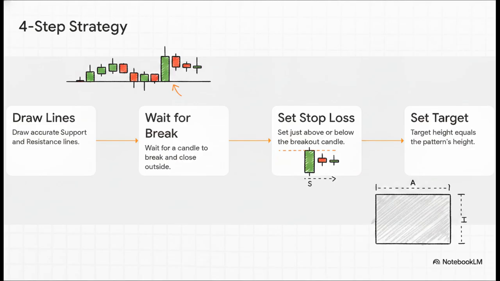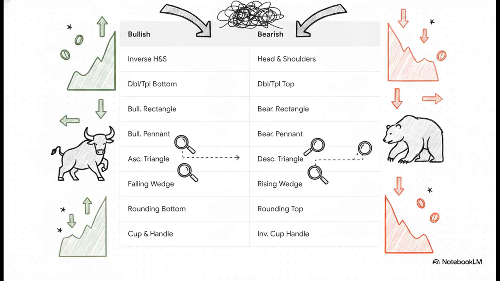A highly reliable rule of thumb here is to measure the height of the pattern itself, like, say, the distance between the rectangle lines or the length of a pennant's pole, and project that exact same distance outward from your breakout point. And here it is, your ultimate cheat sheet.